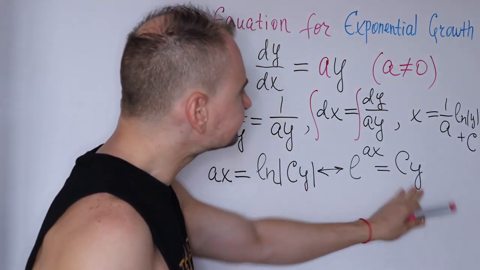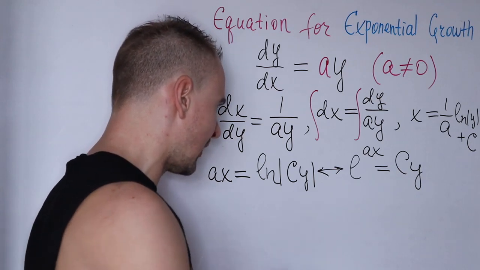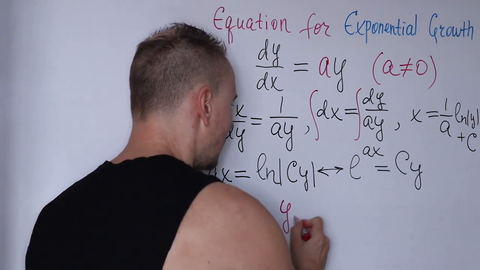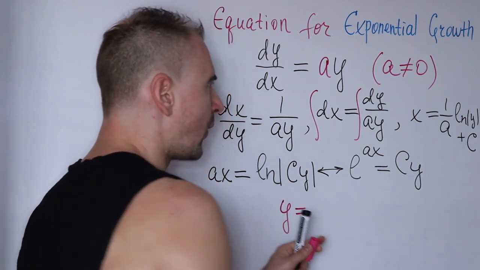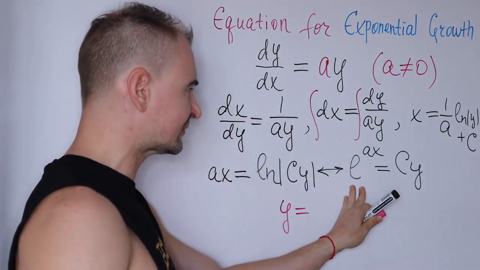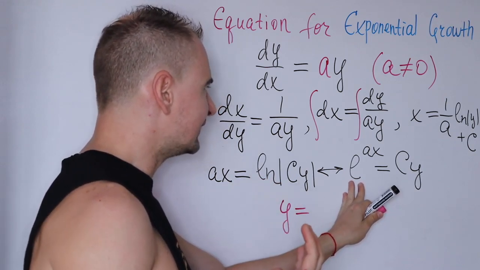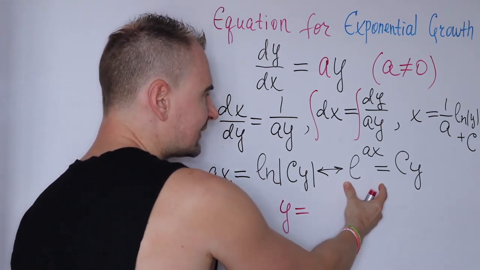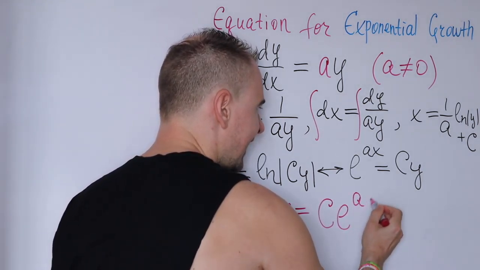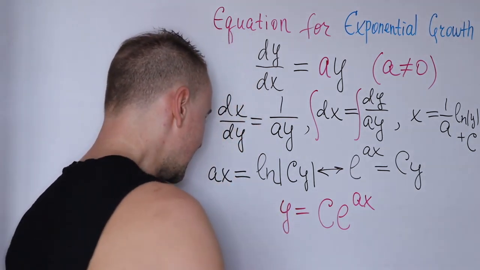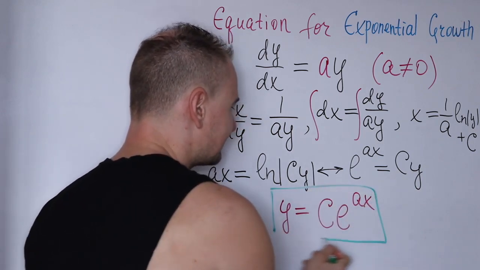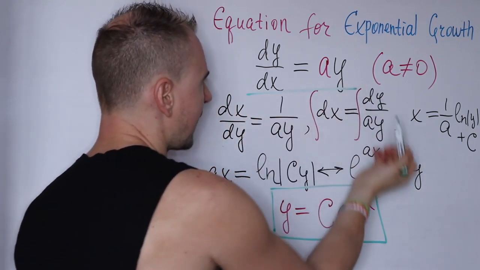And finally, the last step. I'm going to divide through by c in order to isolate your y, and also rename the constant which comes up in front of this exponential function. So it's going to be c times e to the power ax. And that's going to be my general solution for this exponential growth equation.